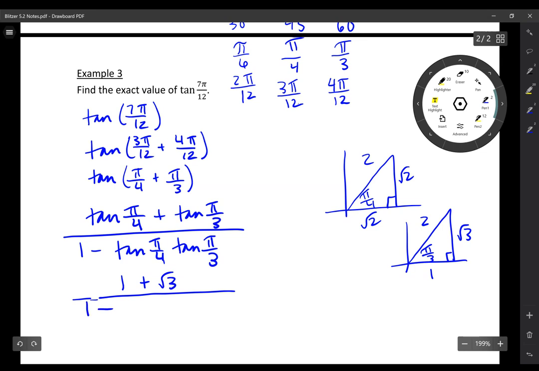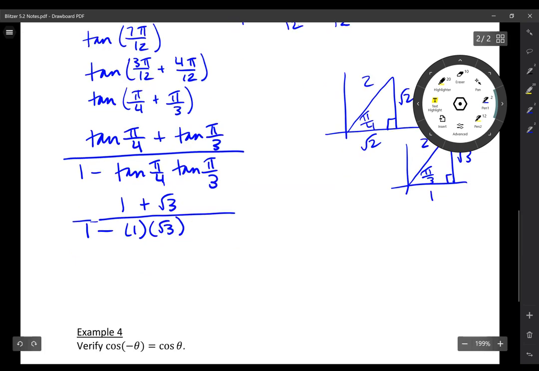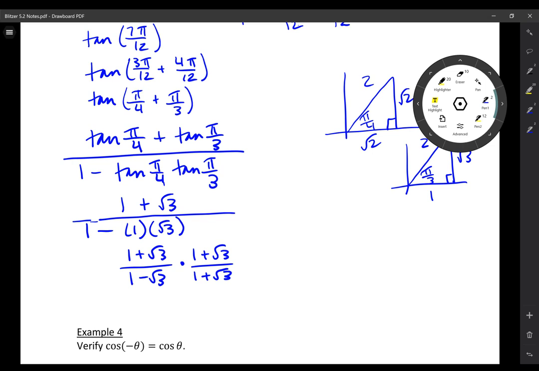And then in my denominator, 1 minus, well, tangent pi over 4 is just a 1. Tangent pi over 3 is a square root of 3. Okay, so then what we really have is 1 plus the square root of 3 over 1 minus the square root of 3. But then I have to rationalize. So I am going to multiply this by 1 minus root 3 over 1 minus root 3. And in the numerator, 1 plus over 1 plus, right? Because I need the minus and the plus in the denominator. So in the numerator, when I multiply this out, it's squared.